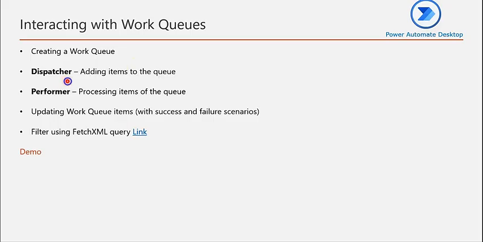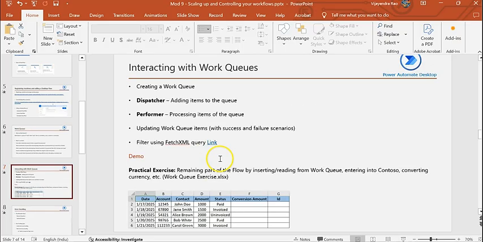Simply, a dispatcher flow means a flow that is responsible for adding the items to the queue, that is, dispatching the items to the queue. Whereas a performer is the one that processes the items of the queue. And I'll be showing you updating the work queue items, success and failure scenarios, and how to filter the queue items. Let's head on to the PAD tool to see some demo.